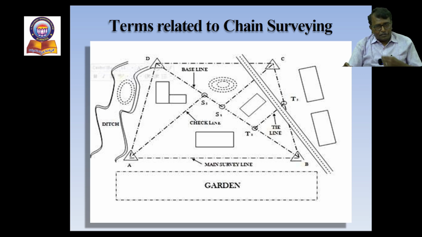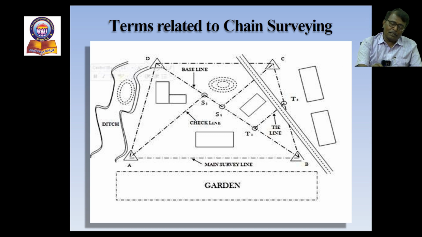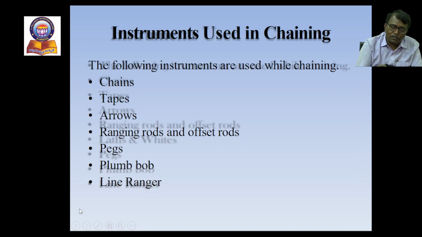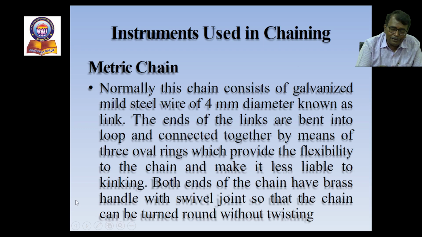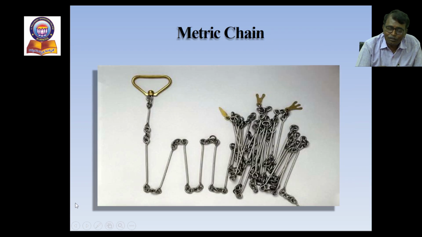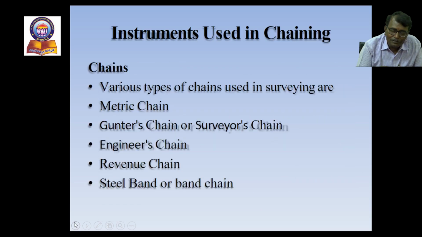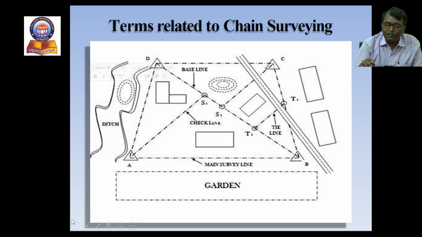These are the general terms used in chain surveying. The triangle is marked with a station. This is a station, a survey station. So the entire area is subdivided into a number of triangles. This is one triangle. This is another triangle.